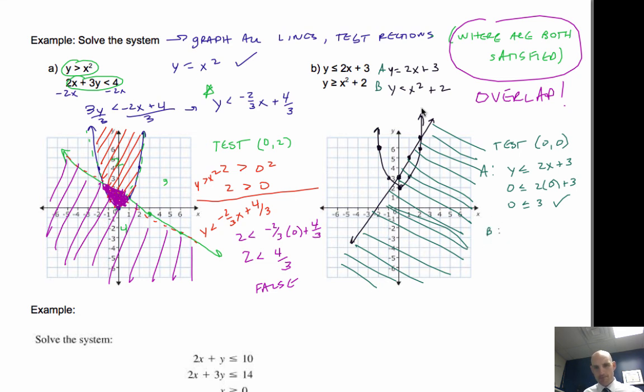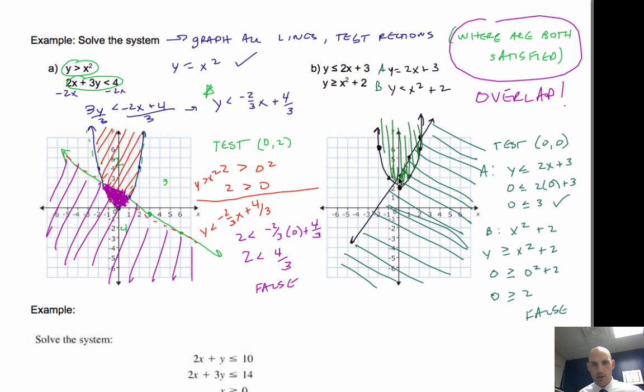For B, that's my x squared plus 2. So y is greater than or equal to x squared plus 2. So 0 greater than or equal to 0 squared plus 2. 0 greater than 2. False. So that means I'm going to shade the side opposite. So 0, 0 is on the outside of the parabola. So I'm going to shade the inside of the parabola.